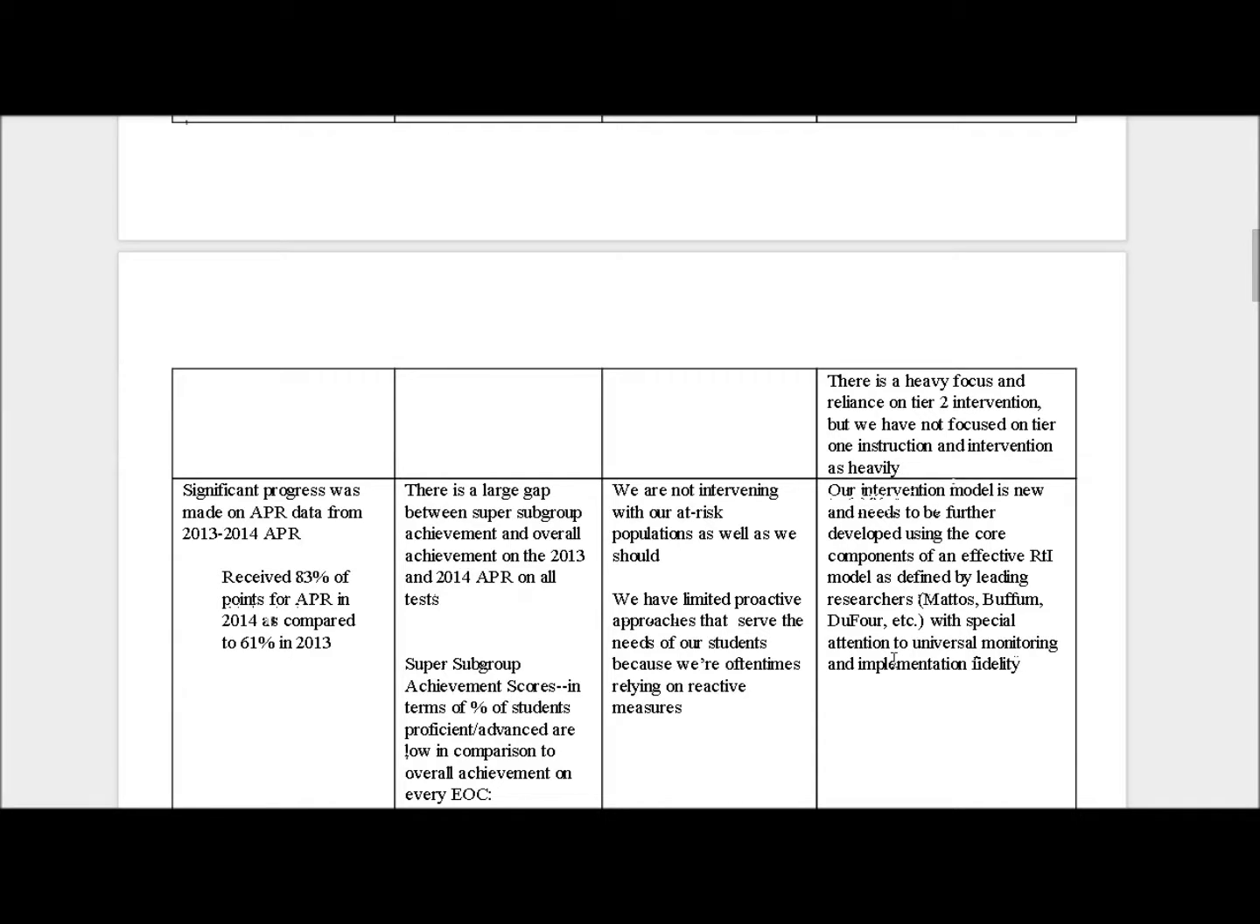Another inference is that we're not always intervening with our at-risk populations as well as we should. That does directly come from our super subgroup not doing as well as our students in terms of overall achievement on those EOC exams.